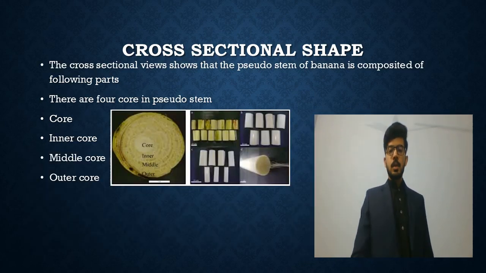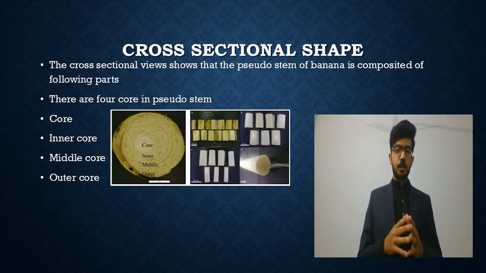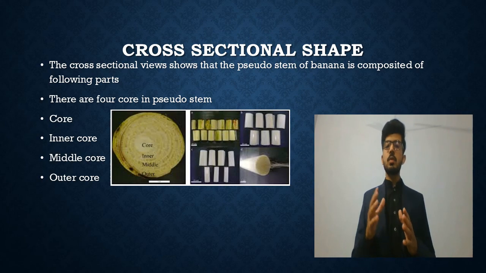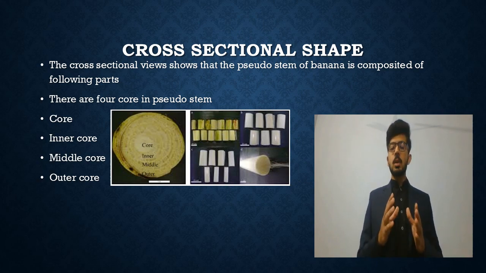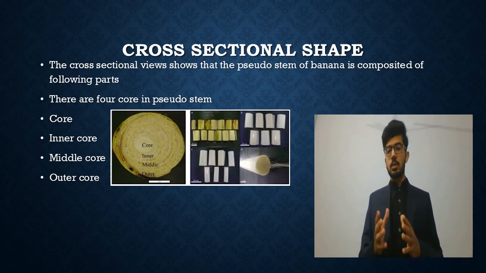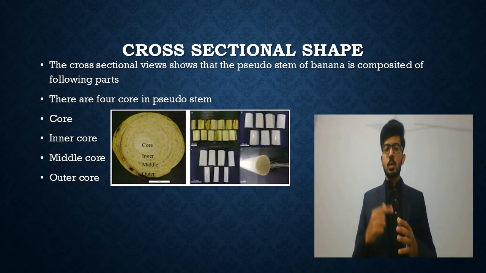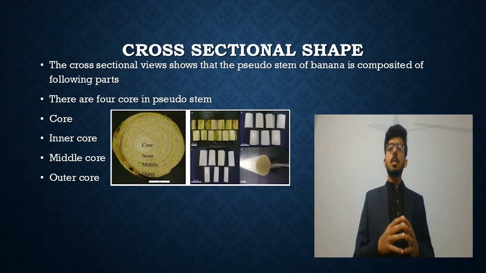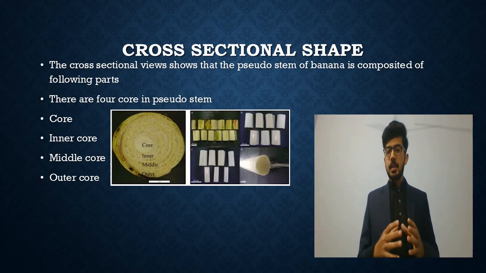So in this slide, we study the cross-sectional shape. The cross-sectional shape of pseudostem is made up of four types of cores. The following types of cores are the core, inner core, middle core, and outermost core. As we move from inner core to outer core, the color of the core becomes dark and the hardness increases, and vice versa.